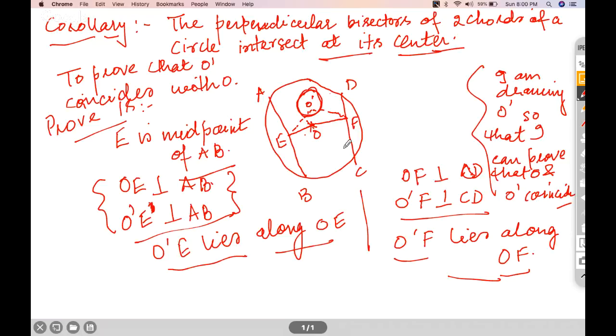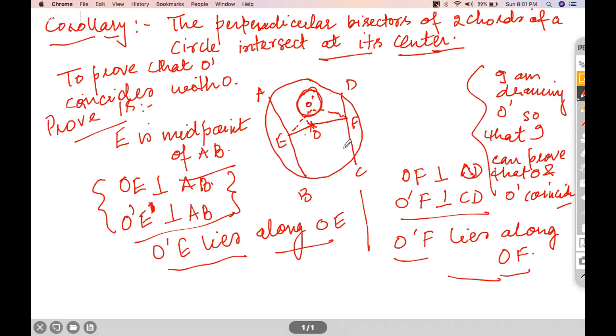So for that, instead of the center, I am taking any other point O dash, and I am joining O dash with the midpoint of the chord. So I have joined O dash with E, I have joined O dash with F, and I have center O. So I have joined OE also and OF also. From the previous theorems which I have proved, I know that the perpendicular bisector OE has to pass through the center. So I am writing that OE is perpendicular to AB.